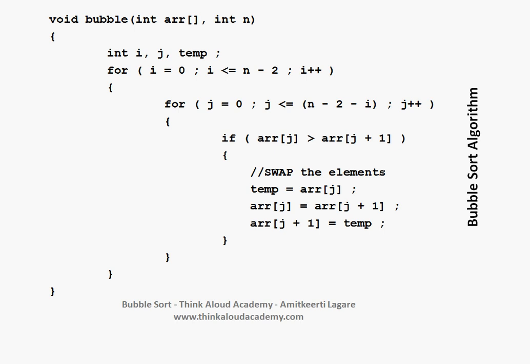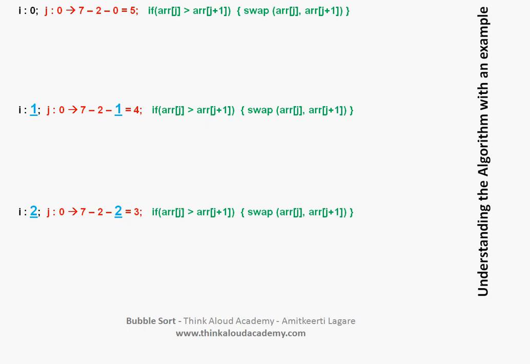We will see this more when we again take this code and look at the same example that we had seen before. So let's take the same example and the code again. Here you will see that initially i will be 0. So j goes from 0 to 7 minus 2 minus 0, which is equal to 5. So when i is equal to 0, j iterations go from 0 to 5: 0 to 1, 1 to 2, 2 to 3, 3 to 4, 4 to 5, and 5 to 6.